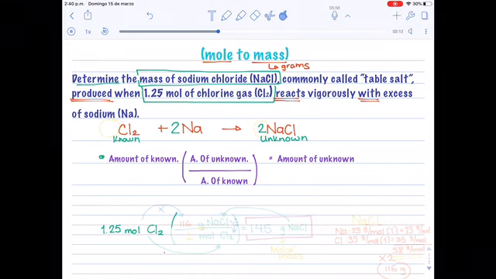Then we need to write the fraction, and we're going to obtain our results in grams of sodium chloride. To write the units inside the parentheses, we're going to write the unit and the element that we have in the beginning down, and the unit and the compound that we have at the end up. So we have moles of chlorine and grams of NaCl.